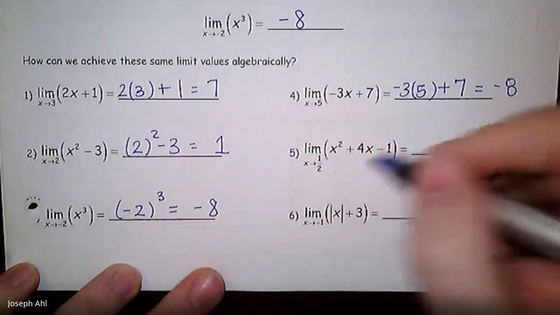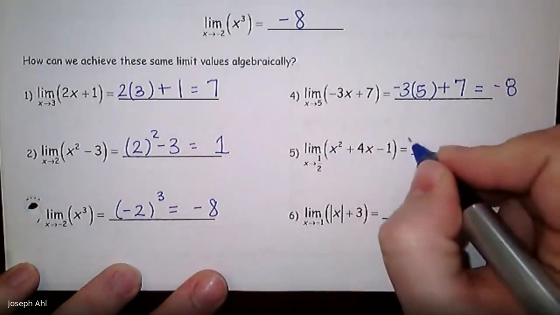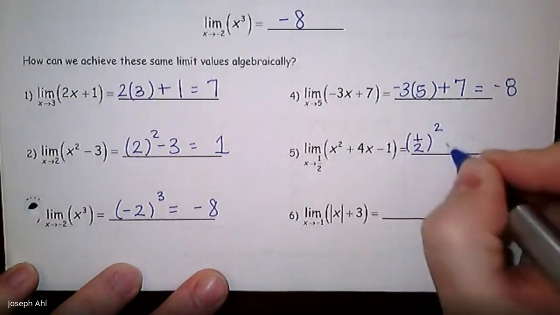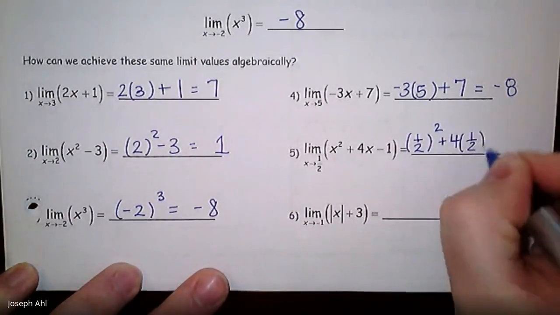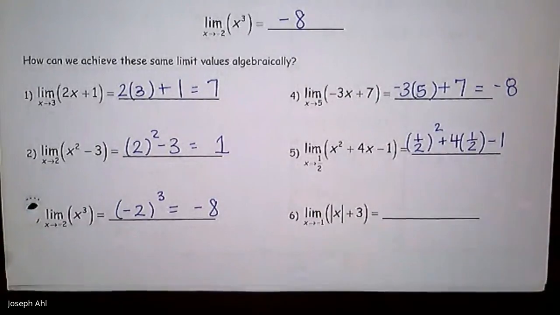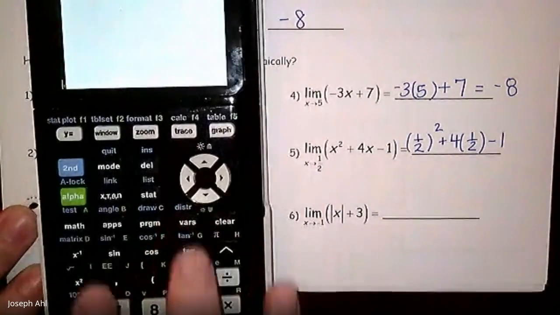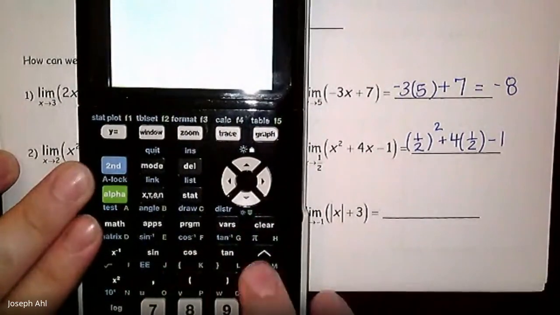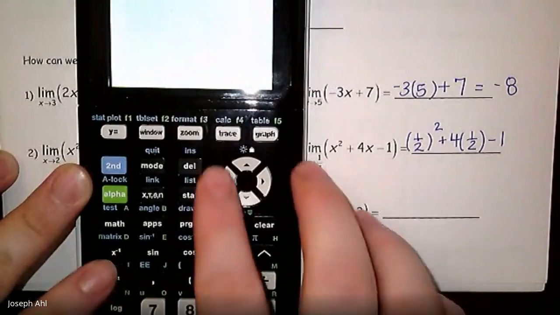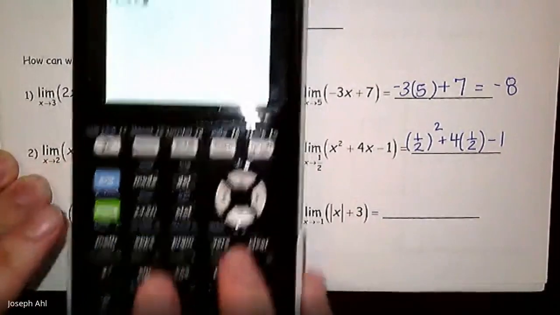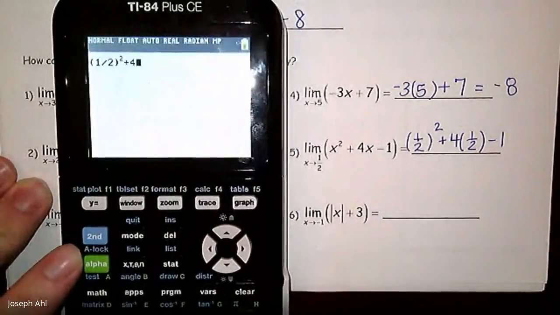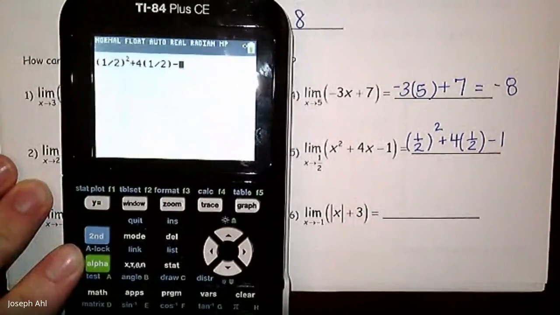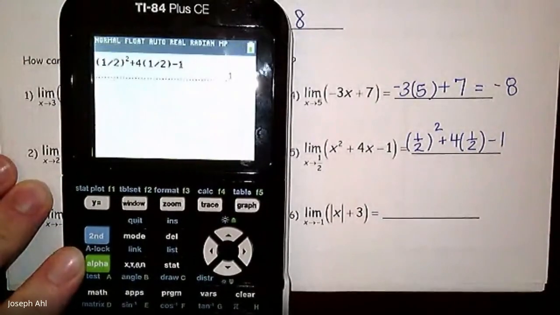The limit as x goes to 1/2: if you plug in a half for all of the x values here, 1/2 squared plus 4 times a half minus 1. I'm going to use the calculator just to make sure, but I feel like it's 0.25 plus 2, 1.25 maybe? I don't know, guys. My math isn't as sharp in quarantine as I'd like it to be, but I think I'm still pretty good at it. Let's see. Plus 4 times a half minus 1. 1.25. What do you know?